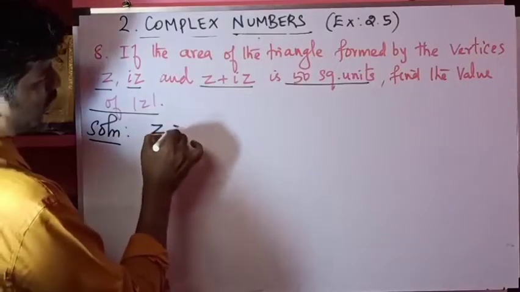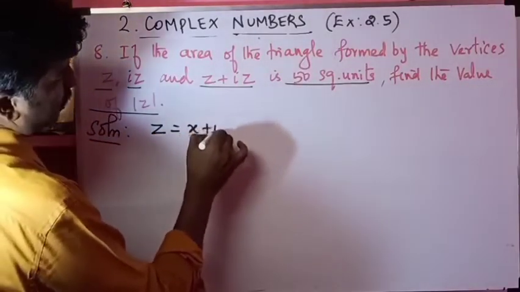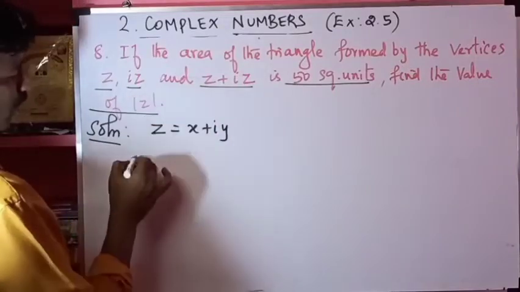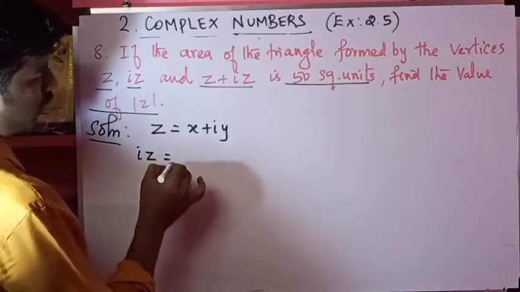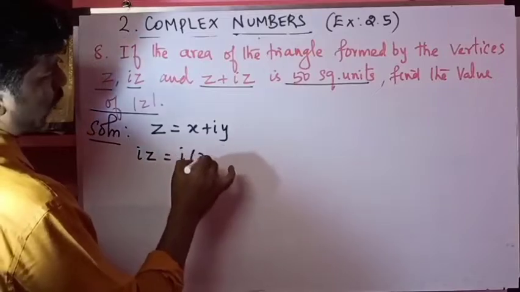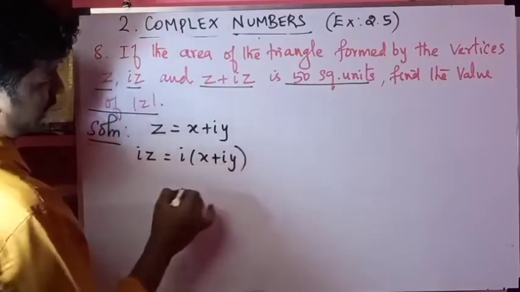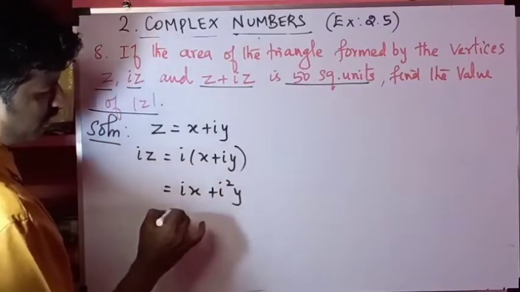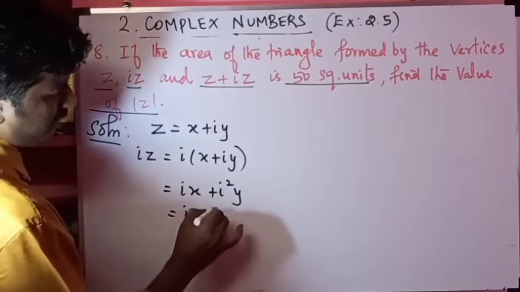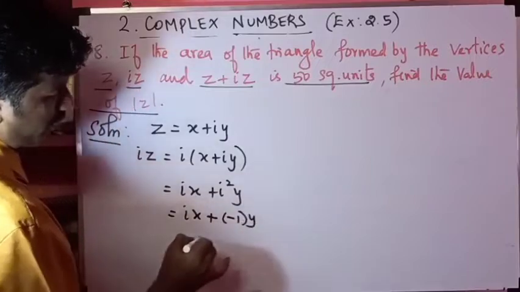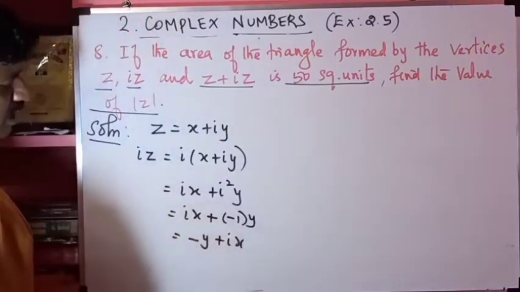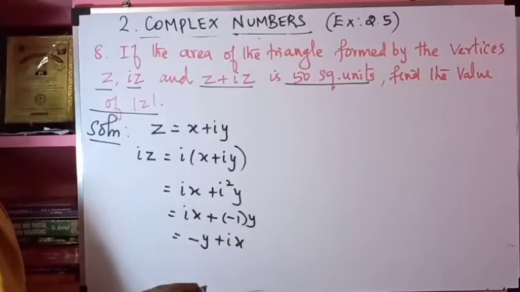நம்ம z எப்படி எழுதுவோம்? z is equal to x plus iy. அப்புறம் iz எழுதலாம். iz is equal to i times z. I into x plus iy is ix plus i square y, which means ix, i square value is minus 1, into y. So this can be written as minus y plus ix, right? Real, imaginary order எழுதிருக்கேன், சரியா?